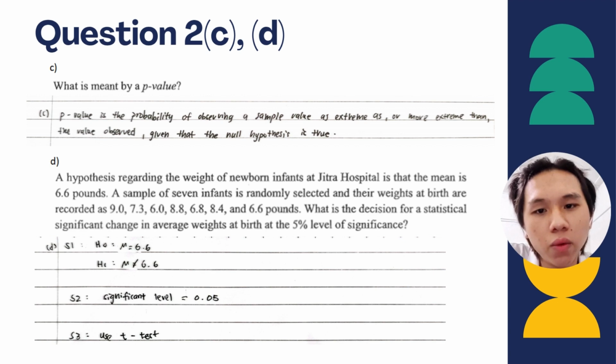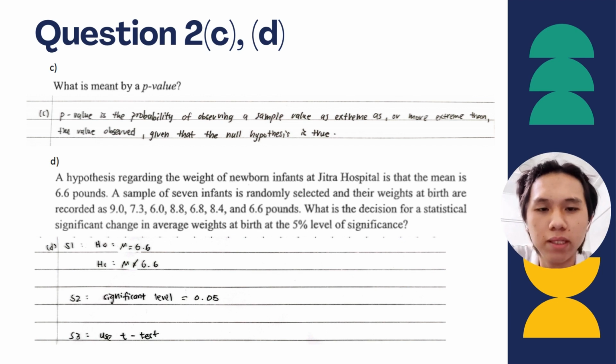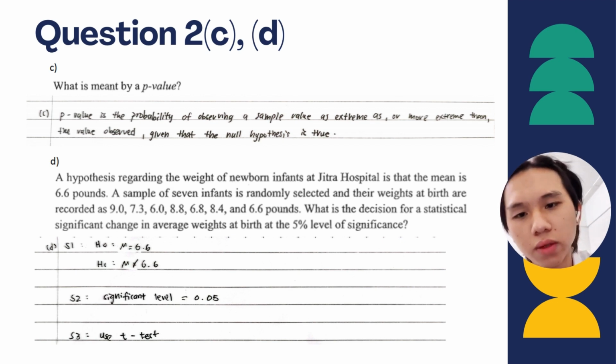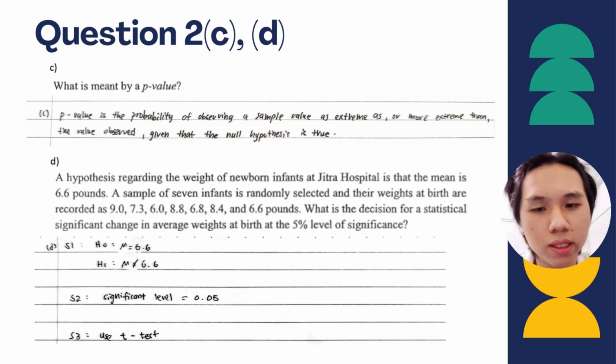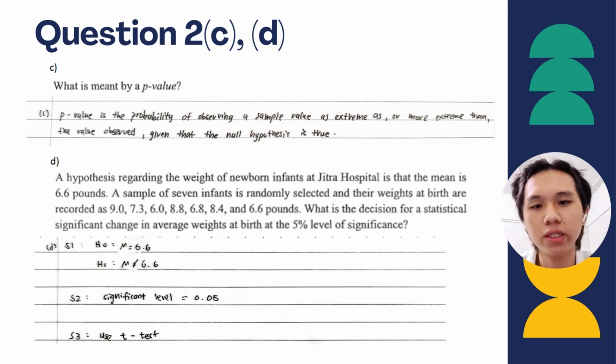For question D, we know that the mean is 6.6 pounds, and this is one sample of 7 infants randomly selected. In step 1, we state the null hypothesis and the alternative hypothesis: the null hypothesis H0 is mu equal to 6.6, and H1 is mu not equal to 6.6. In step 2, we set the significance level, which is 0.05, and we will use a t-test for this question.